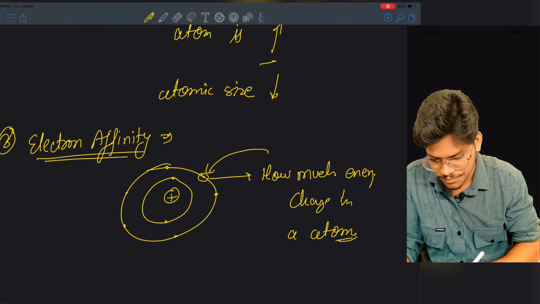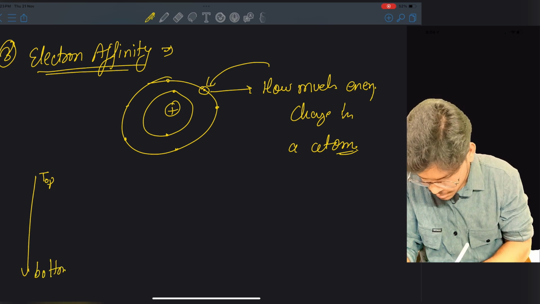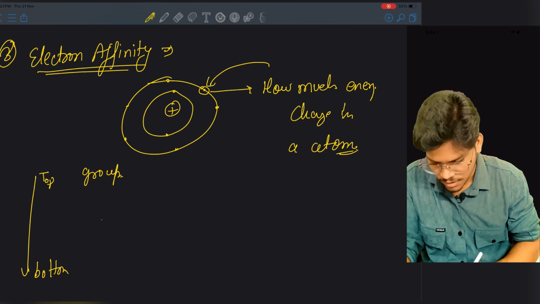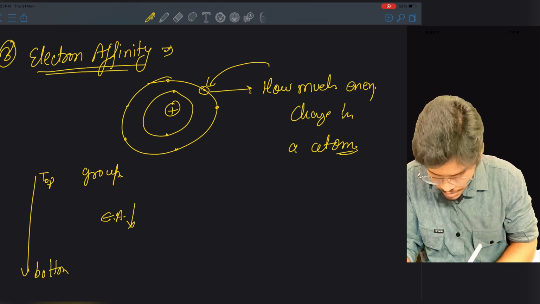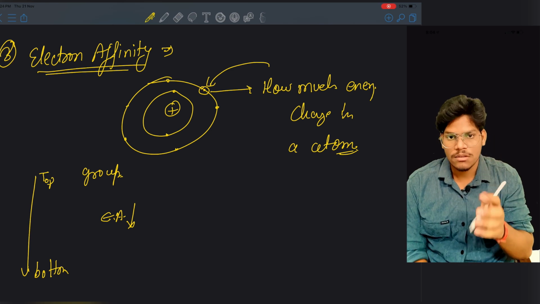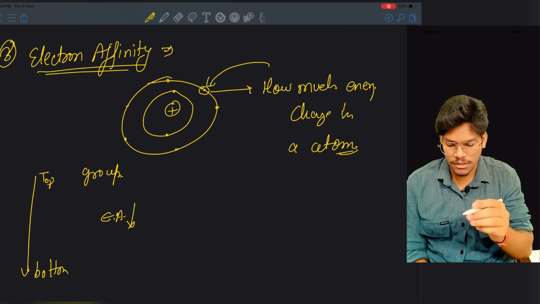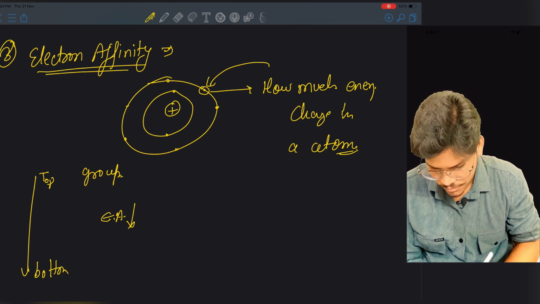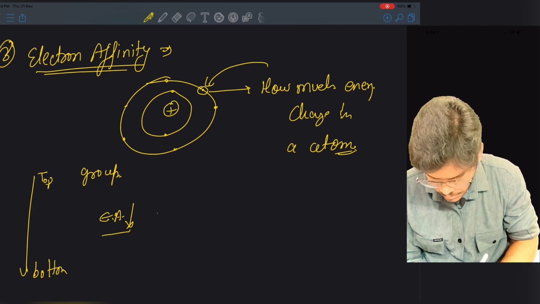So this is the calculation of the energy change in an atom when we add an electron to an atom. Okay, so when we go from top to bottom in a group, what will happen? The electron affinity decreases. Why? Size increases going down the group, so the attraction force decreases from the nucleus to the outermost shell electron. That's why when we go from top to bottom, electron affinity decreases, because the energy change is not much.